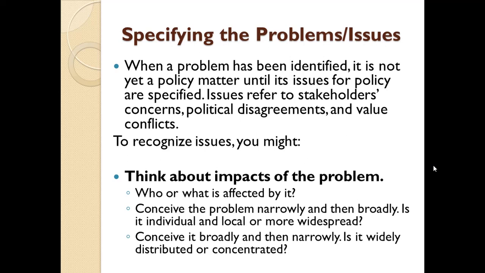So to recognize the issues, you might think about impacts of the problem, who or what is affected by it, or conceive the problem narrowly or broadly. Is it individual or local or more widespread? In terms of scope of impact, whether it is geographical, widely affecting a particular bigger group, or specific groups of people within communities or within the public. Is it widely distributed, or is it concentrated within particular areas or on particular groups of people? It is very important, because if you are not clear on that, that would affect how you would later find the alternative policy solutions to that problem.